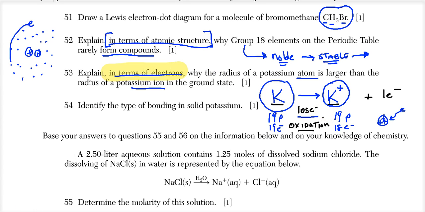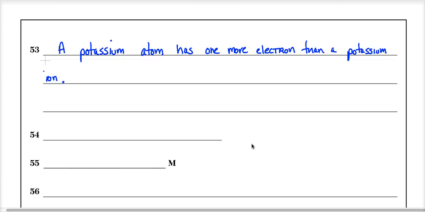Let's write the answer. So I said a potassium atom has one more electron than a potassium ion. That's it. They love to ask about this. This is definitely a topic that comes up. If the ion loses an electron, then that's the reason why it got small. The reason why the atom is bigger is that it has one more electron. And remember, they asked you to write your answer in terms of the electrons. So make sure we follow that rule, and of course we did. The question, if you remember, stated in terms of electrons.